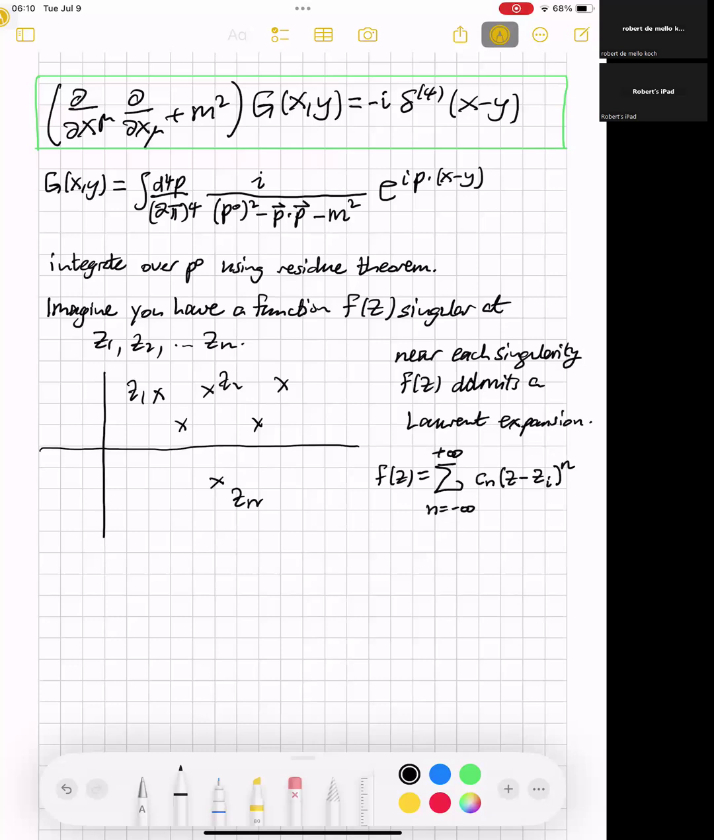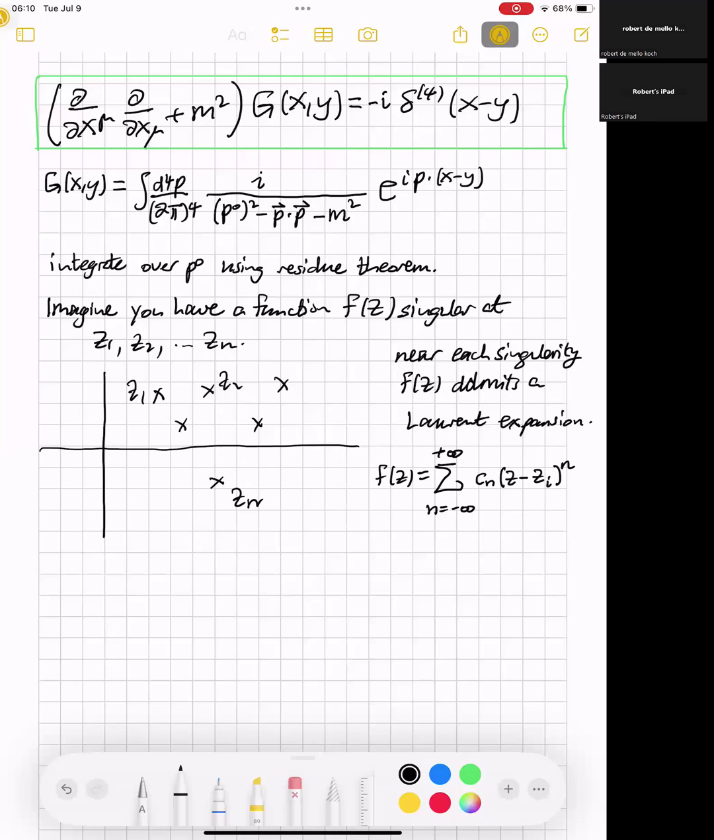Now, what you can see is when I let z go to zi, that's going to 0. So all of the negative n's give me an infinite contribution to the function. So the function is blowing up at z equal to zi because of all of the negative n terms, the terms where n is negative. If your function has no terms with n negative, so if the cn's were 0 whenever n is negative, then the function will be regular at that point. So it's singular because of those terms with negative n.